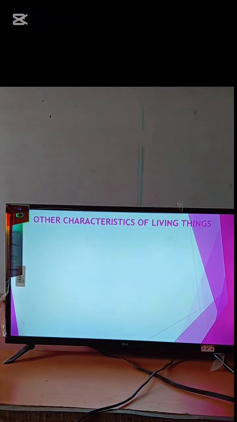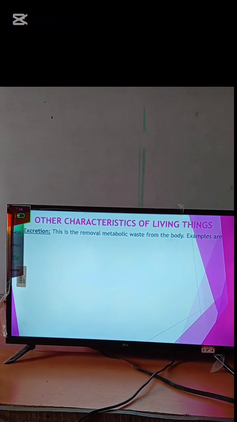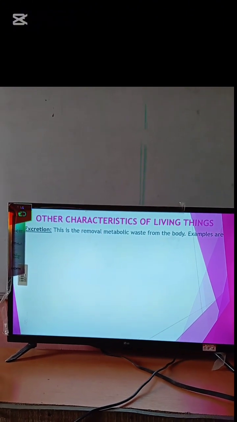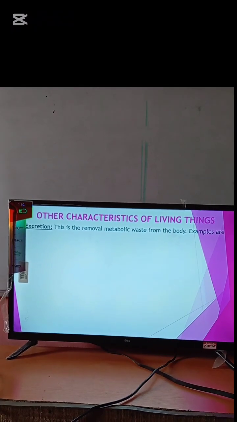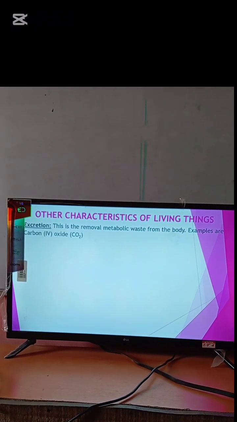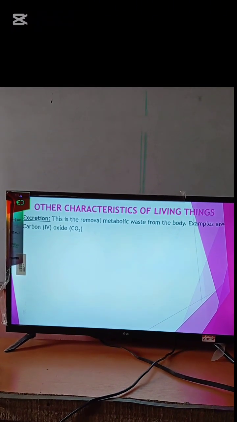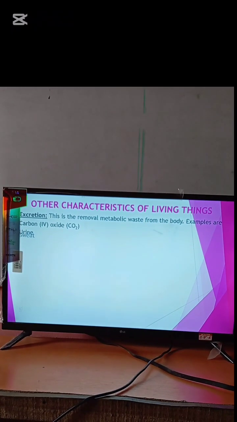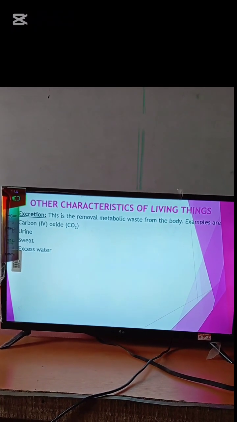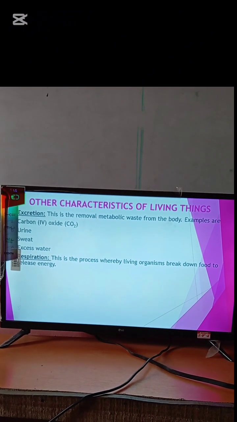Another characteristic of living things is excretion. Excretion is the removal of metabolic waste from the body. Examples are carbon dioxide, urine, sweat, and excess water.